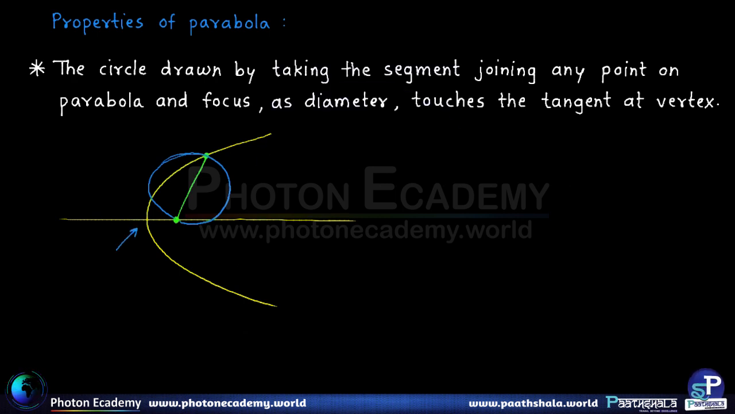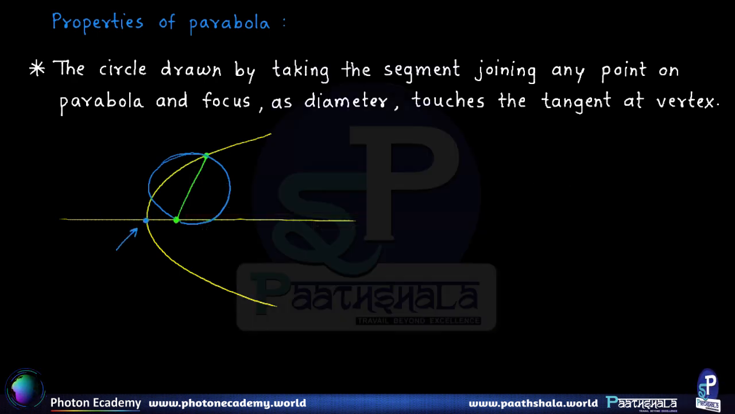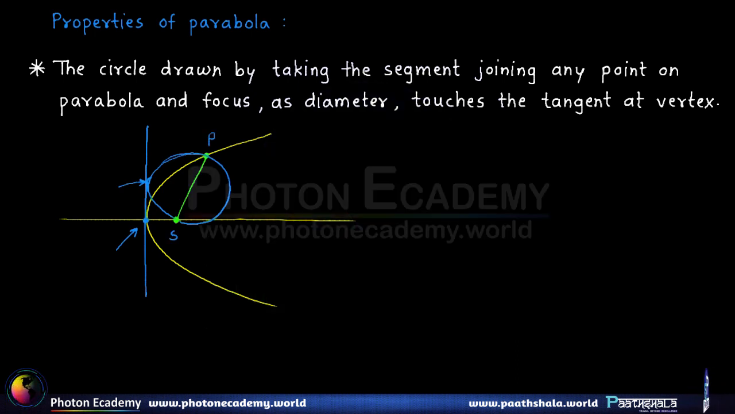Now the vertex of the parabola is this particular point. That means if you draw the tangent, it will be nothing but a vertical line like this, and it will be touching the circle that we just have drawn. So that is what this property says. So if S is the focus and P is any point, then the segment joining these 2 points, if it's considered as a diameter and a circle is drawn, then it will touch the tangent at the vertex of the parabola. Let's go to the second property.